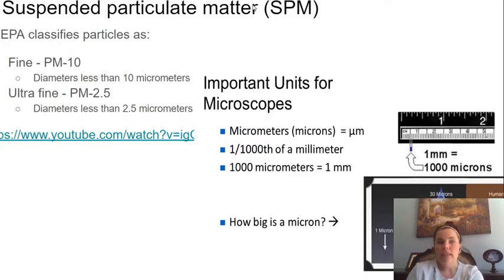Now, you do also need to know the PM10 and PM2.5. When we are talking about micrometers, microns, we are talking about such small matter. If you look at the right-hand side here, 1 millimeter is 1,000 microns. So, 1/1000th of a millimeter, tiny, tiny, tiny. If it is considered fine, its diameter is less than 10 micrometers.